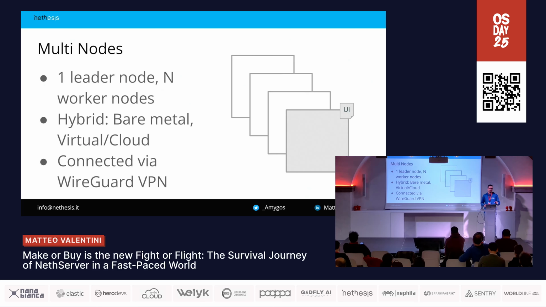As I told you before, we have multiple nodes. So there is one leader node and multiple worker nodes. The nodes can be bare metal or virtual in the cloud, it's not important. All the nodes are connected via a WireGuard VPN.